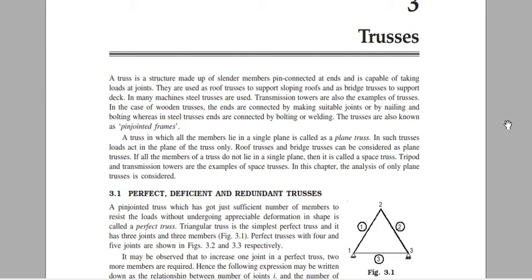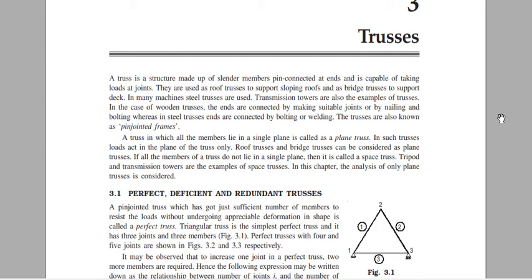In the case of wooden trusses, the ends are connected by making suitable joints or by nailing and bolting, whereas in steel trusses ends are connected by bolting or welding. The trusses are also known as pin-jointed frames. A truss in which all the members lie in a single plane is called a plane truss. In such trusses, loads act in the plane of the truss only. Roof trusses and bridge trusses can be considered as plane trusses.